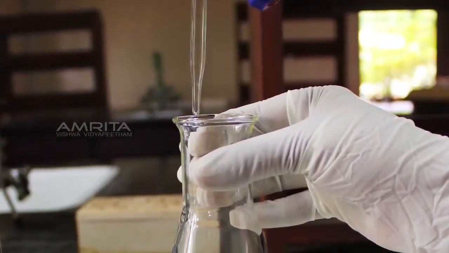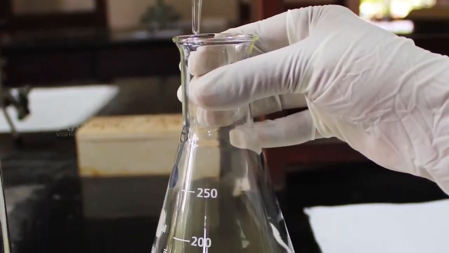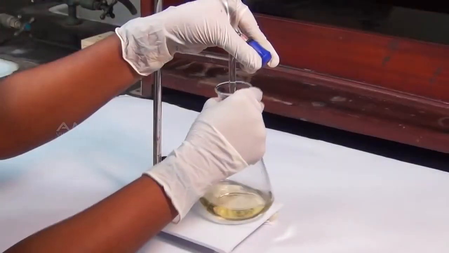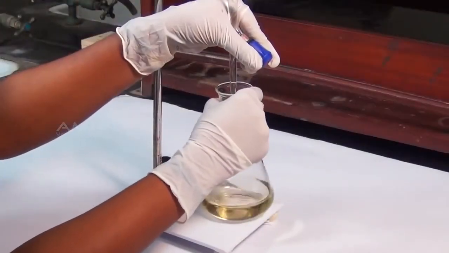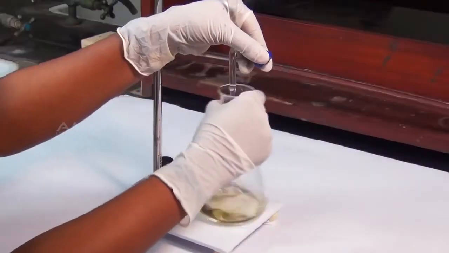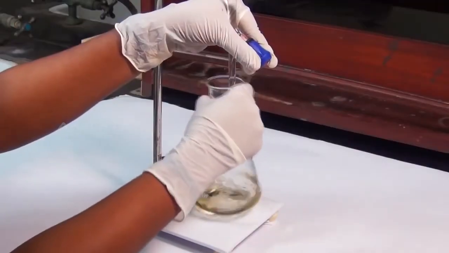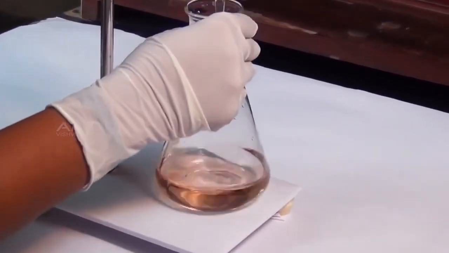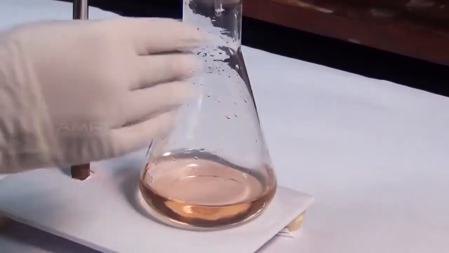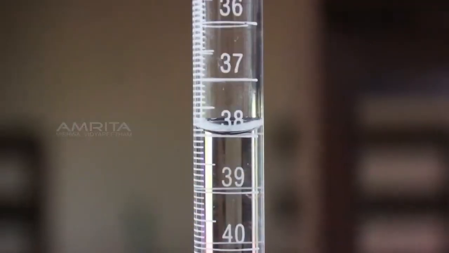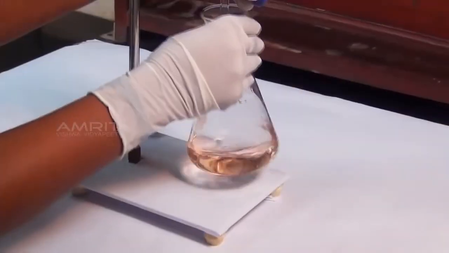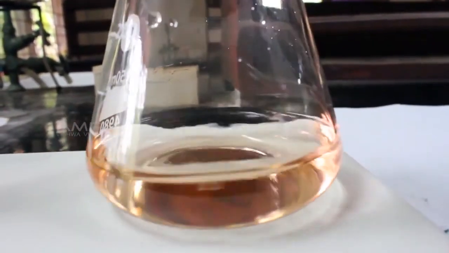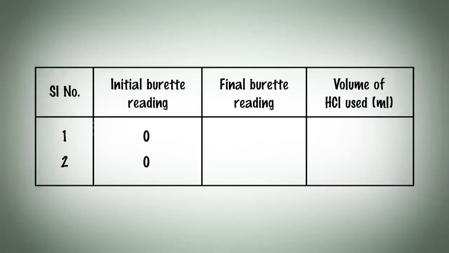Place the conical flask on a white surface under the burette to correctly view the color change. Run the solution drop-wise from the burette into the conical flask with constant shaking of the solution in the conical flask till the color of the solution changes from yellow to light red on addition of the last single drop of HCl. Note down the final burette reading and repeat the same procedure until concordant values are obtained. Record the observations in a tabular column.